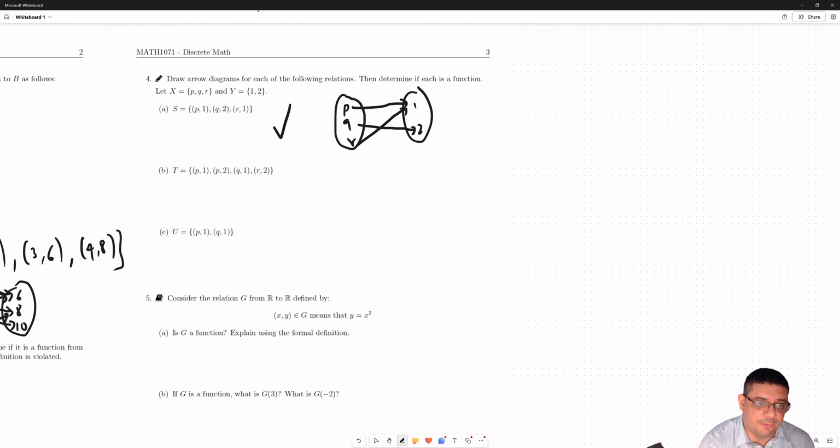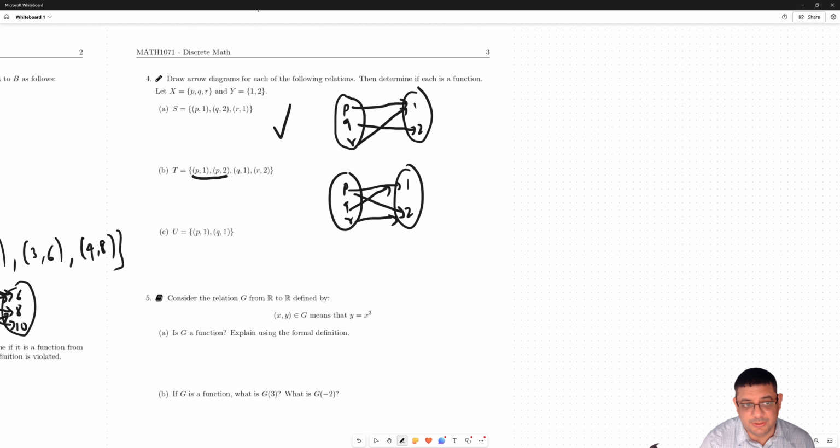Now for the second relationship, we have P, Q, R being sent to 1, 2 once again, but we have P being sent to 1 and P being sent to 2. Q is being sent to 1, and R is being sent to 2. The big problem here is that P has two different outputs, so this is not a function.